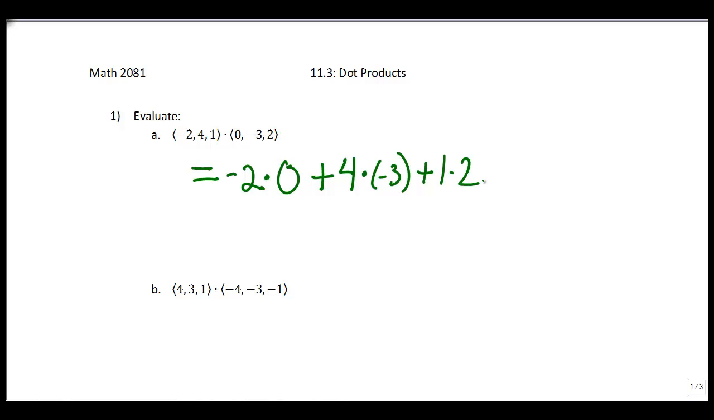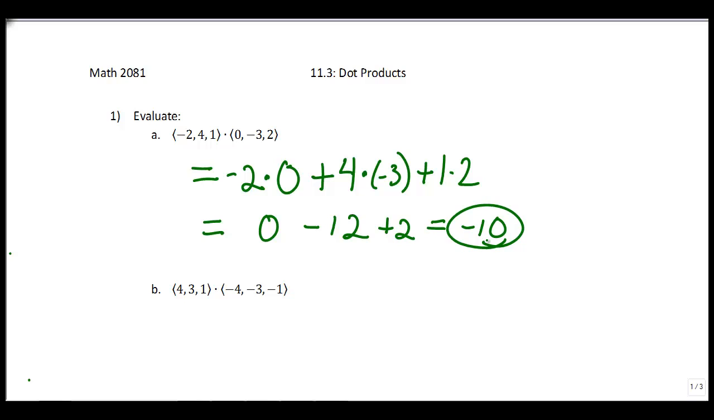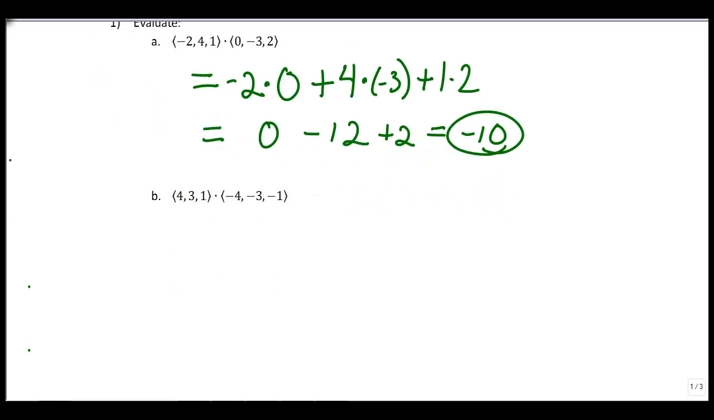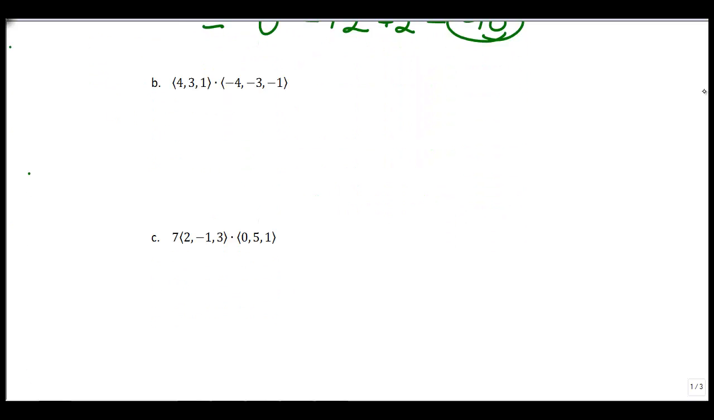Really, that's all we need to do, except we need to simplify this yet. -2 times 0 is 0. 4 times -3 is -12. 1 times 2 is 2. We add this up, and the dot product is -10. There's our dot product of two vectors. Pretty standard computation there. Let's do another one.